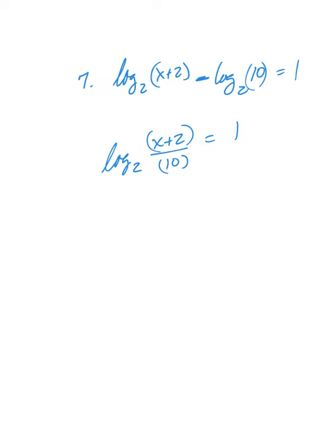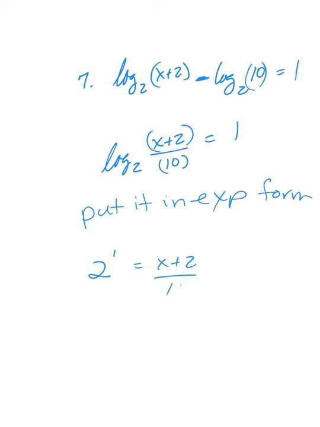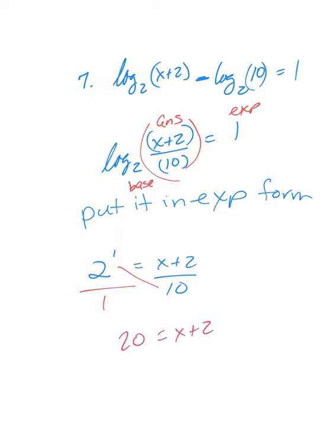So now we have a situation where we have a plain number on the right and a log on the left. So you can't make x plus 2 over 10 equal to 1. You have to put it in exponential form. Which is the base is 2, the exponent is 1 equals x plus 2 over 10. So now we have all numbers, and we can just put that over 1 and cross multiply. So we have 20 equals x plus 2, and x equals 18. And that 18 does not mess with that, okay?